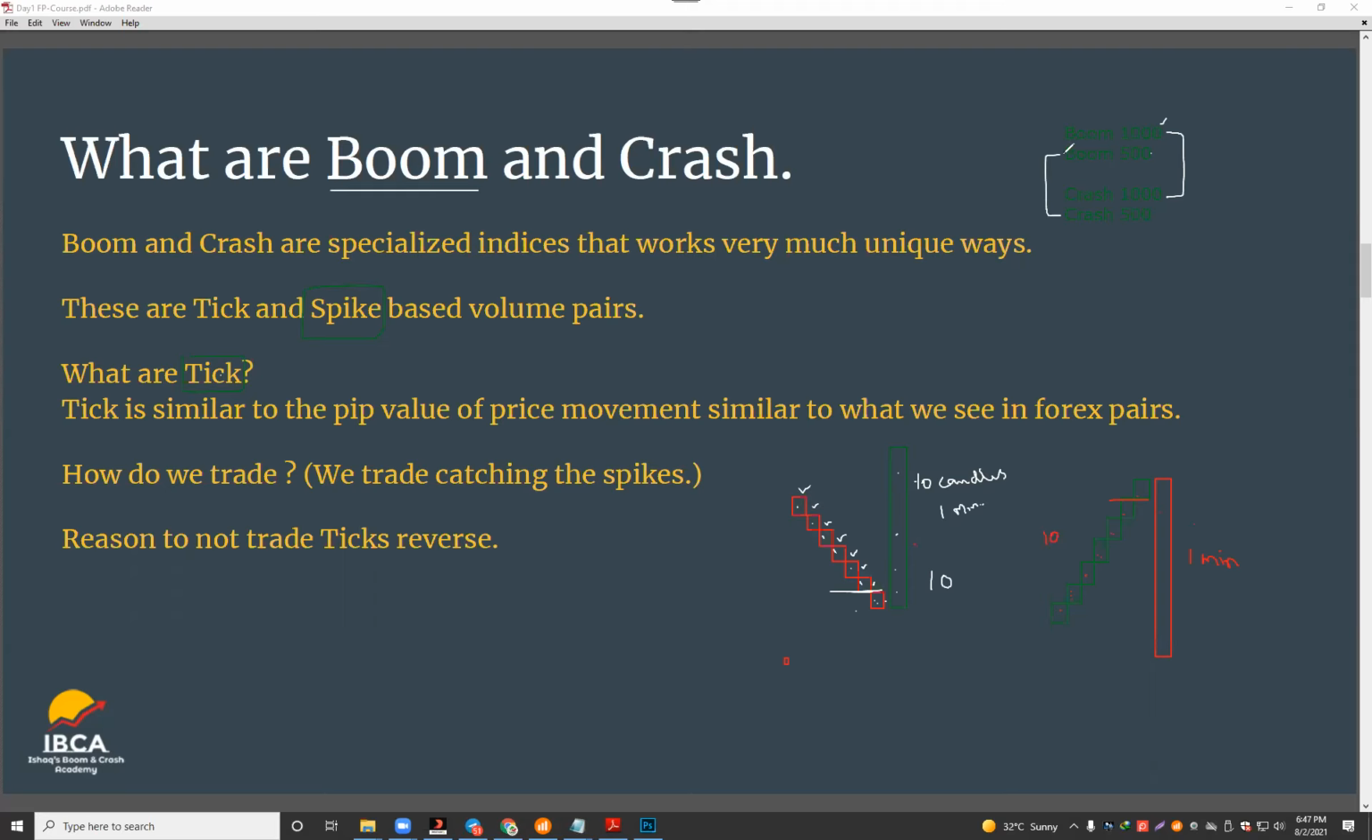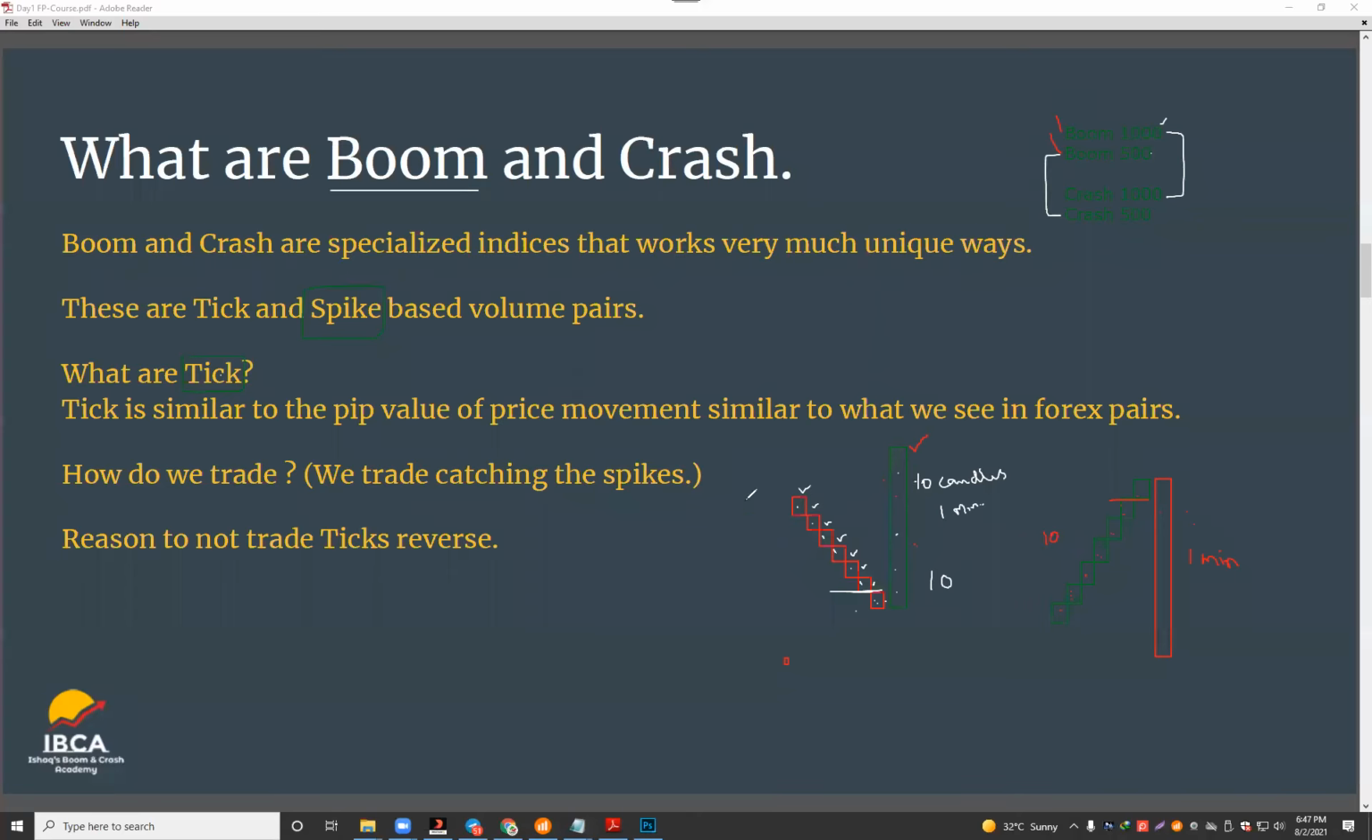In the Boom pairs, which are Boom 1000 and Boom 500, you will always find up direction spikes. So what we need to do is buy in Boom and sell in Crash. Also, you can sell in Boom and buy in Crash, but it will be very risky. The risky trades we will never trade.